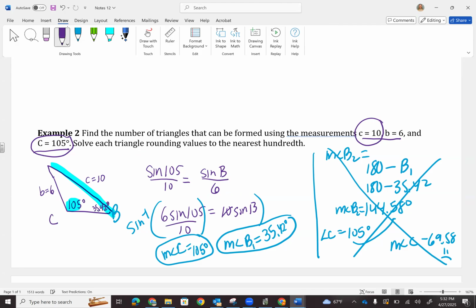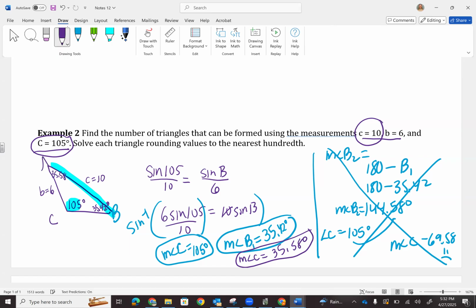And then we've got to find angle C. You get that by doing 180 minus the two angles you know. So 180 minus 105 and also minus 35.42. You get 35.58. Excuse me. Okay. And then we have to find, so that would be up here, 35.58.